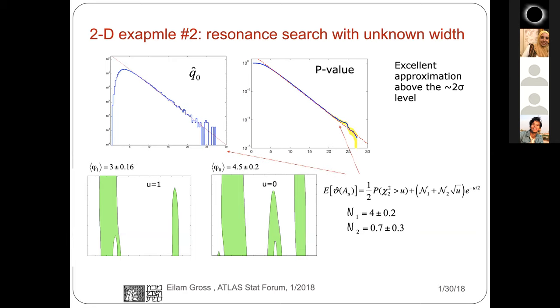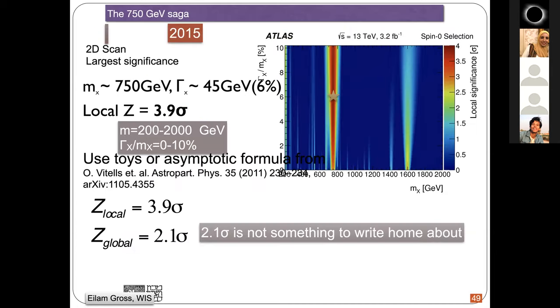I take two levels, u equals 1 and u equals 0, and calculate the Tweedle N's to be 4 and 0.7 here. And actually now I can calculate my significance. And what people discovered is that what was 3.9 sigma went down, if you remember, I don't remember what it was, to something like 2.7 sigma. You remember we did it before, 2.7 sigma when we consider only the mass.